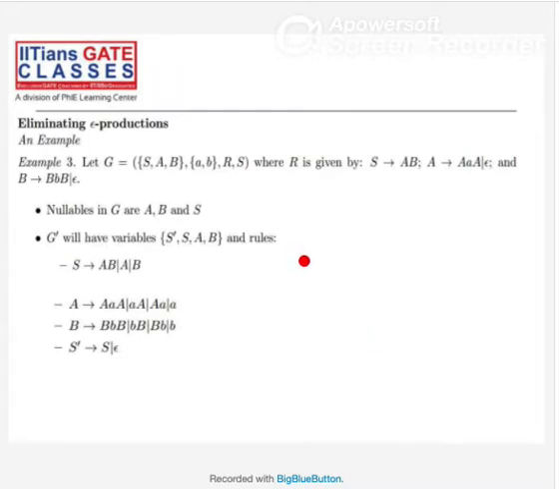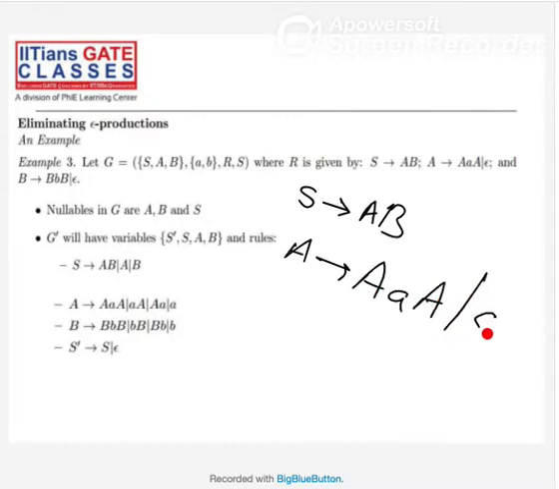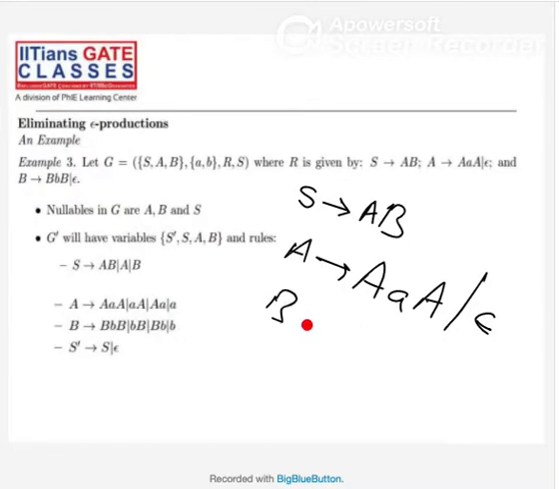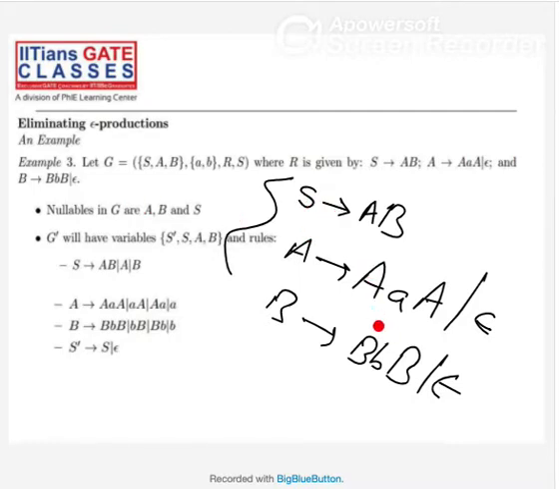And now let's try to answer this question. He has given a question. This is the original grammar. S goes to aB, A goes to a or epsilon, and B goes to b or epsilon. So just try on this grammar. Okay, I think you have got it. So let's see what the nullable symbols are.